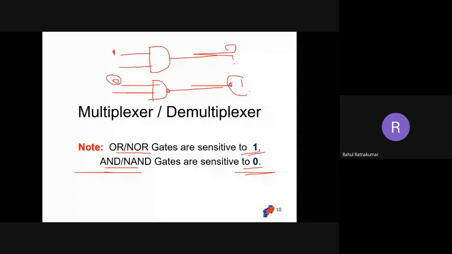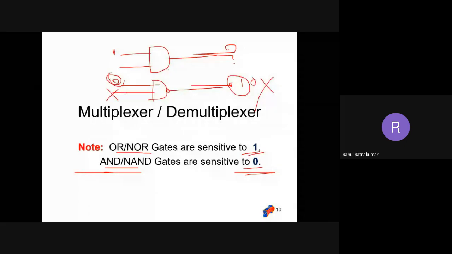So you can say even if one input of an AND gate is 0, the other input becomes a don't care. I don't care what the other input is, I already know my output. That means NAND gate and AND gate are very much sensitive to 0. Because if an AND gate input is 0, the output is definitely 0. I don't care about the other input. So that is one case.